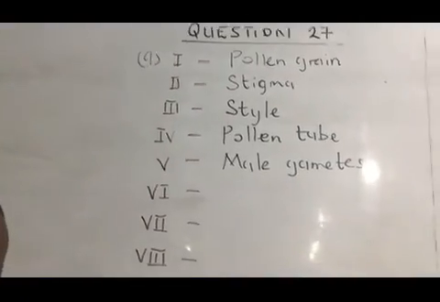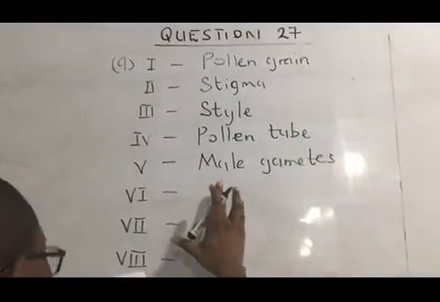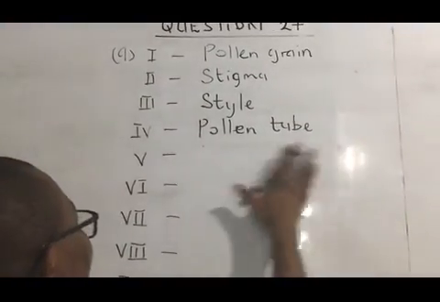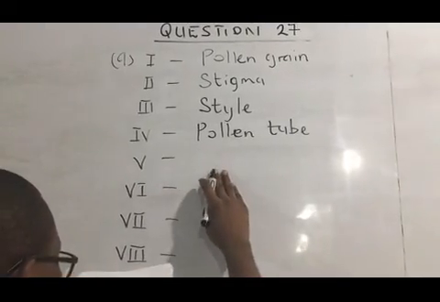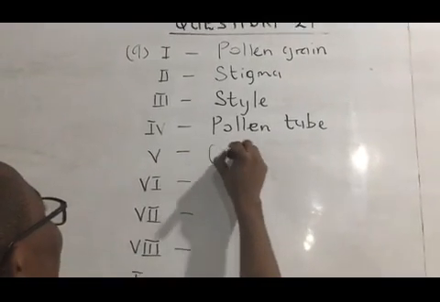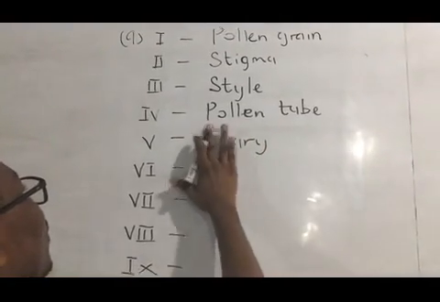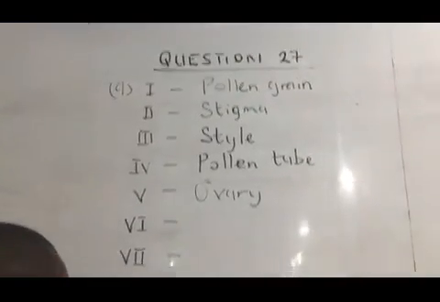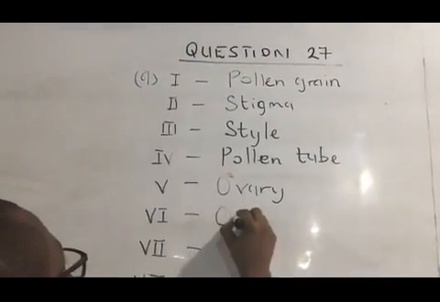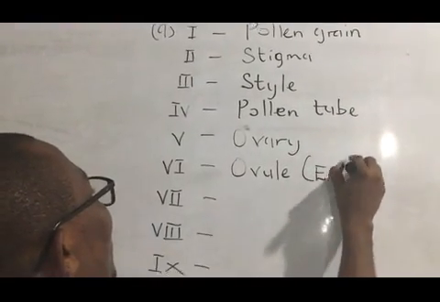And then we have the, oh, no, that's not it. The V is the ovary. The VI is the ovule, or I can say the embryo sac.